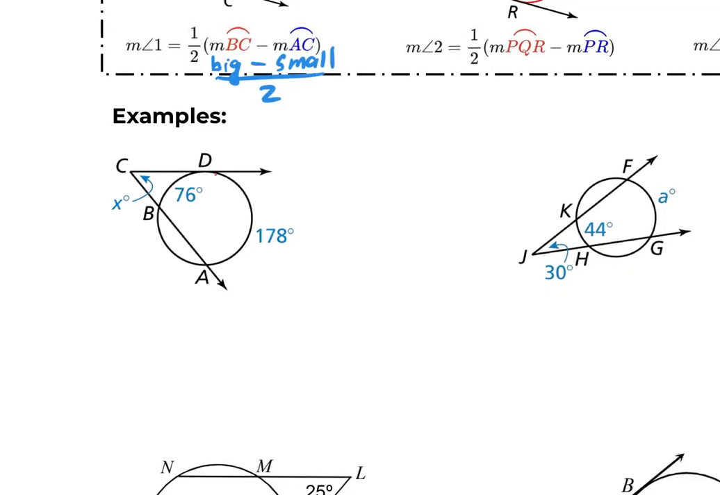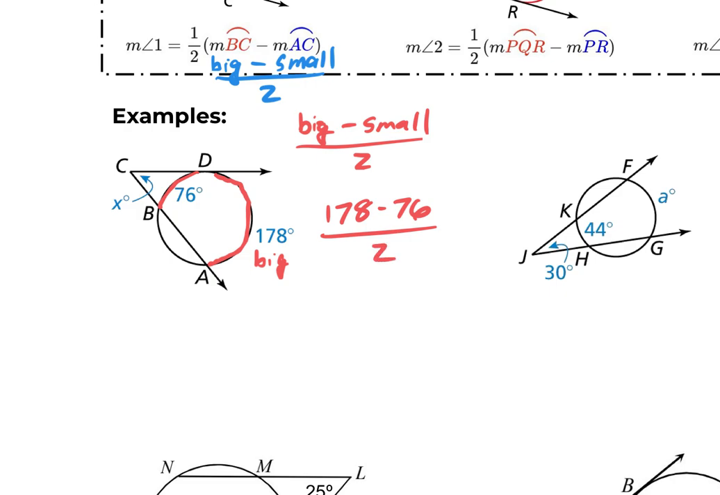Okay, if I look at this one here. Something like this is fairly straightforward. X is on the outside of the circle, right? That's the first thing that we determine. Since the angle is on the outside of the circle, here it's pretty easy to tell what the big arc is, right? Because this is the bigger number. So we would call 178 the big arc. Big minus small divided by 2. So in this case, we would do 178 minus 76 and divide by 2.